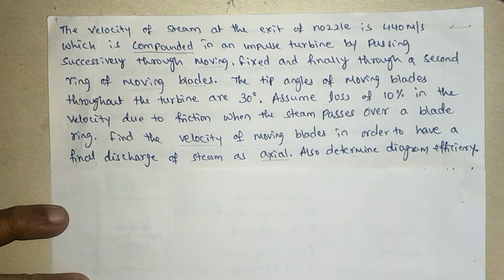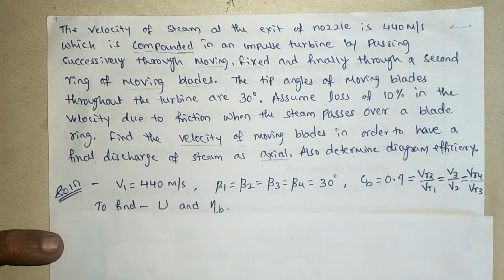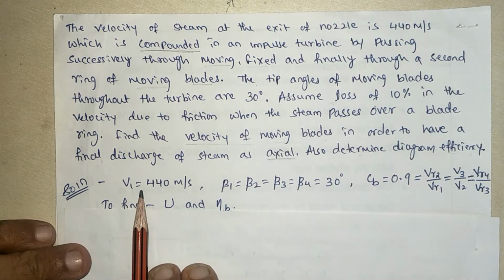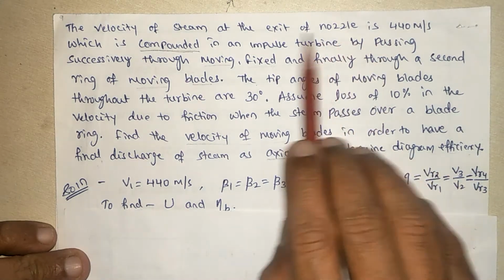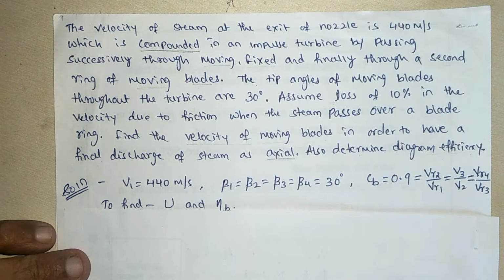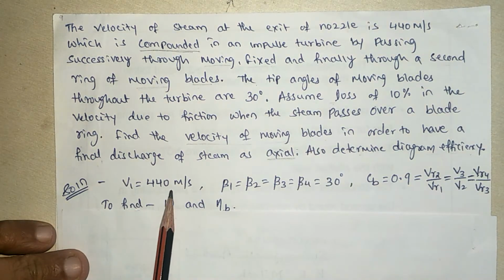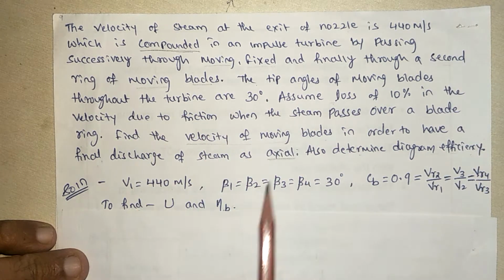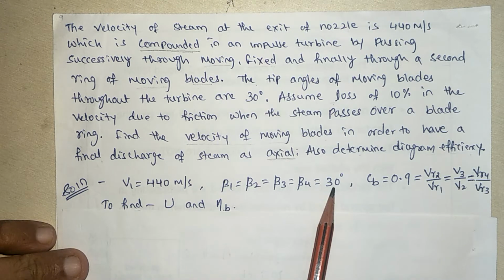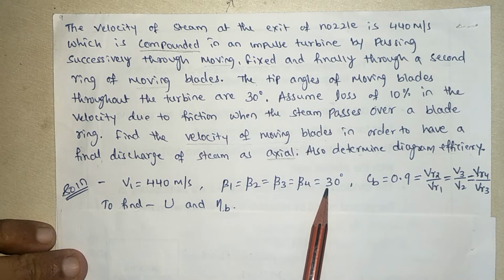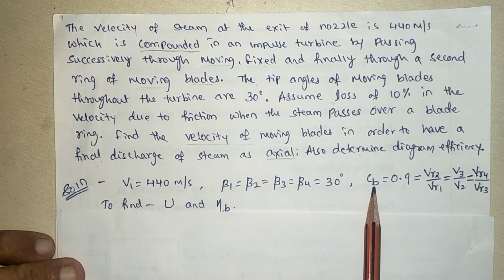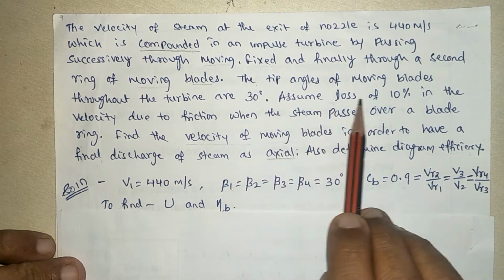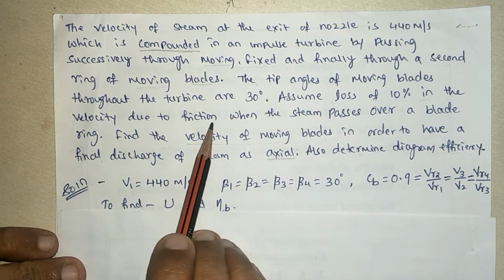So first we'll extract the given data. You can see here, I have extracted that part. In this problem, the velocity of the steam coming out of the nozzle, V1, is given. The velocity of the steam at the exit of the nozzle is 440 meters per second. So V1 is equal to 440 meters per second, and the tip angles of the moving blades throughout the turbine are 30 degree. So beta 1, beta 2, beta 3, beta 4 all are equal to 30 degree, right? Later on CB is given, that is the coefficient of friction is 0.9. You can see here, assume a loss of 10% in velocity due to friction, right?